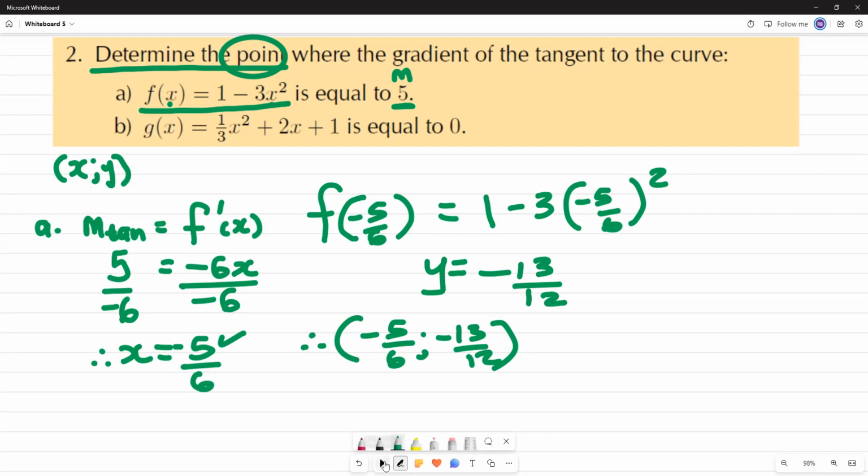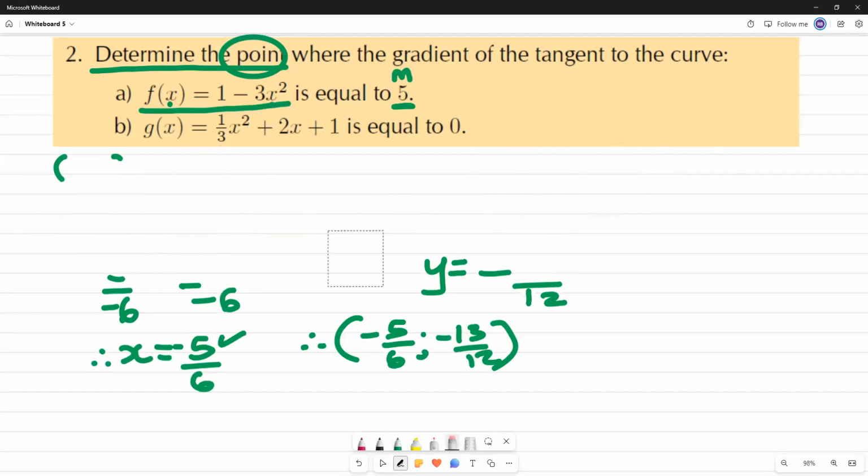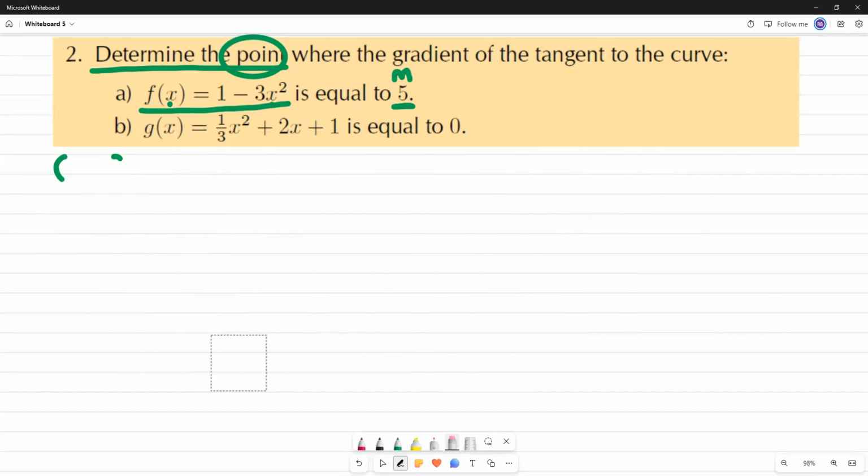Okay, so we're going to now go to B using the same technique that we used on A. On B, we are basically given that the gradient is that. So we know that m of tangent is basically the derivative of the function, which is g of x, so I'm going to say g prime in this case. I'm given that the m of the tangent is 0. So I'm going to have 0.